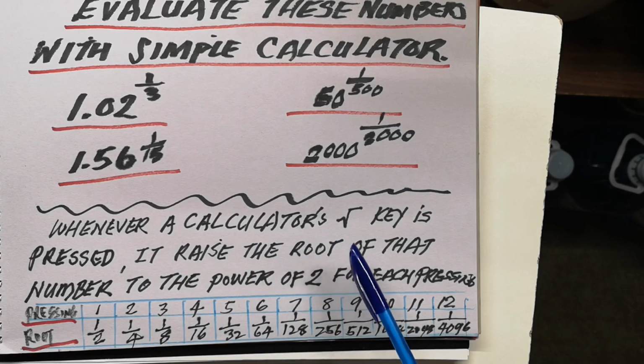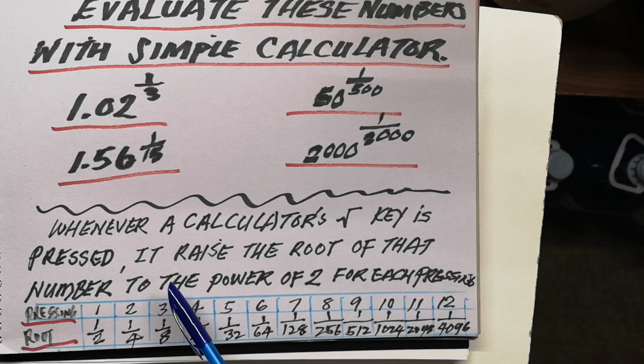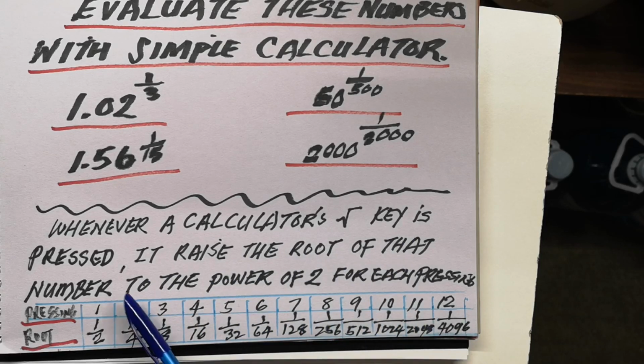Whenever a calculator's square root key is pressed, it raises the number to the power of 1/2. For each pressing, this is the tabulation: the number of pressings and the corresponding root it represents. Press one time, it's raised to the 1/2. Press two times, 1/4, 1/8, 1/16, and so forth. Pressing 12 times is equivalent to raising to the 1 over 4096.